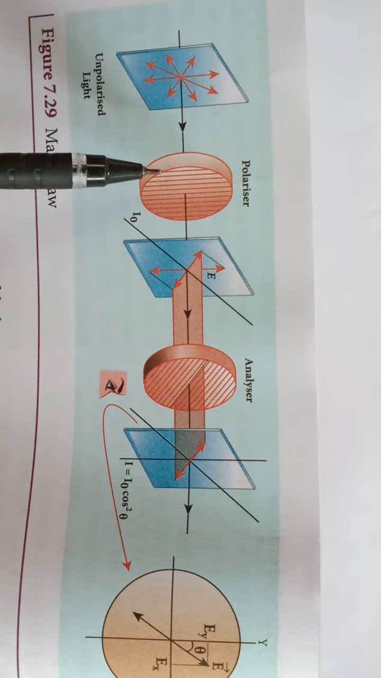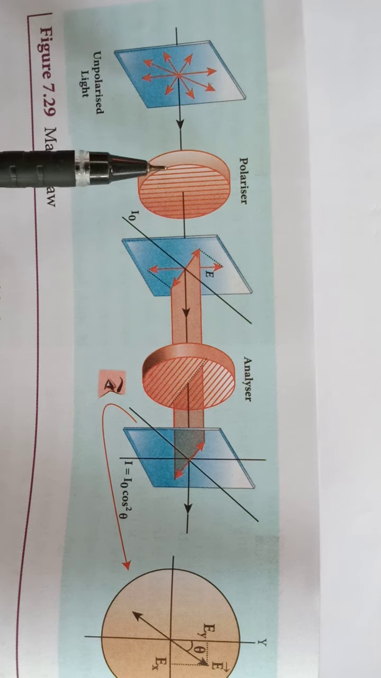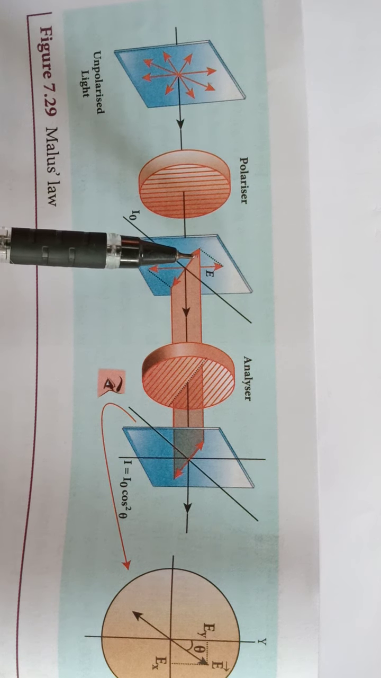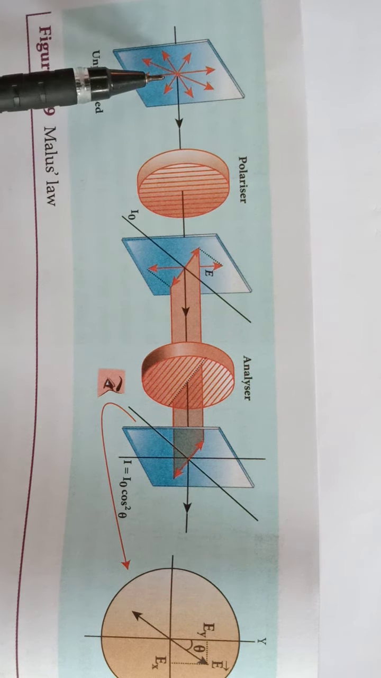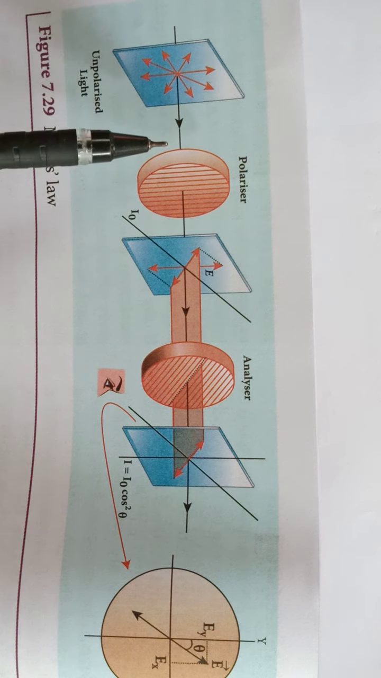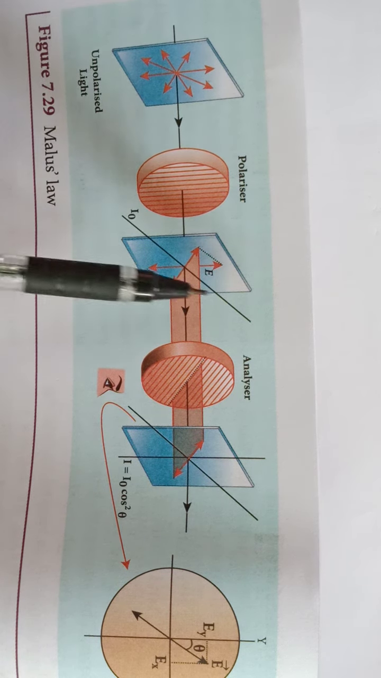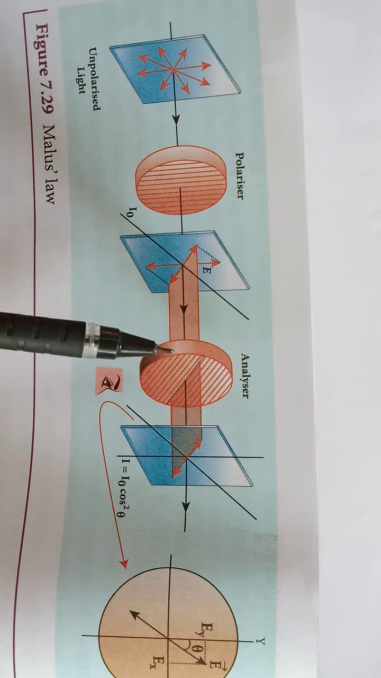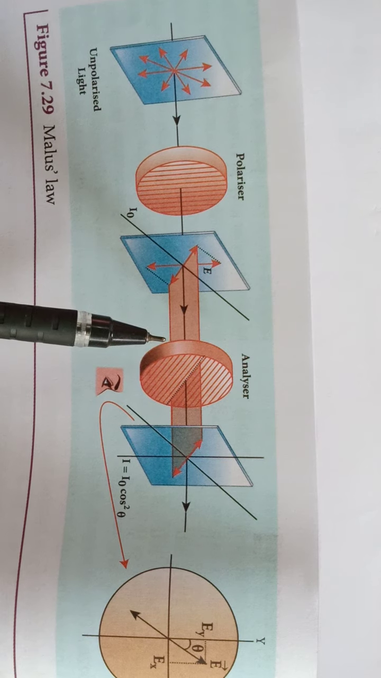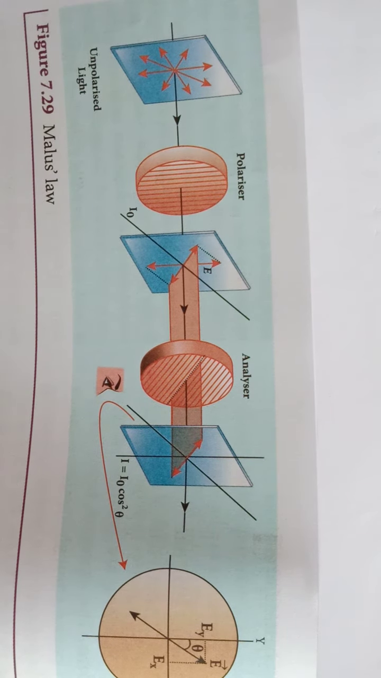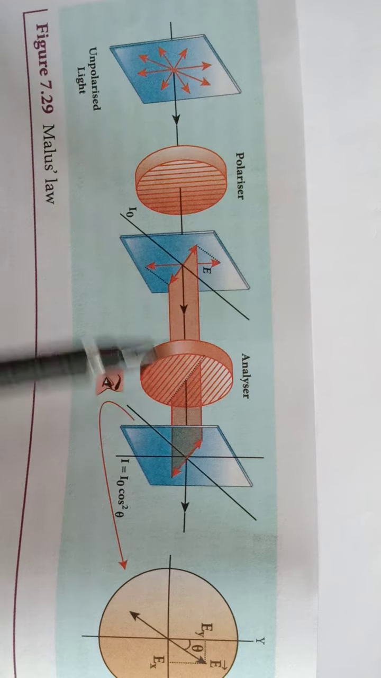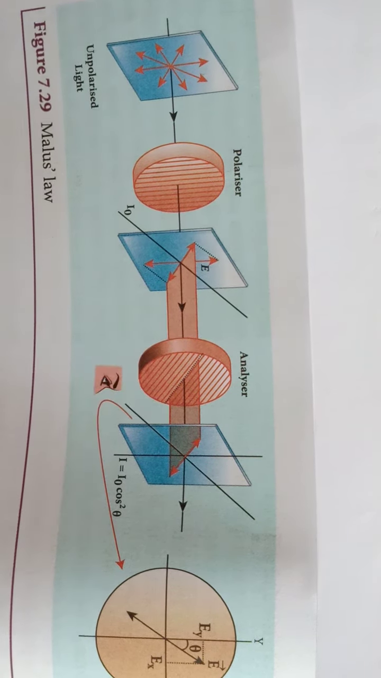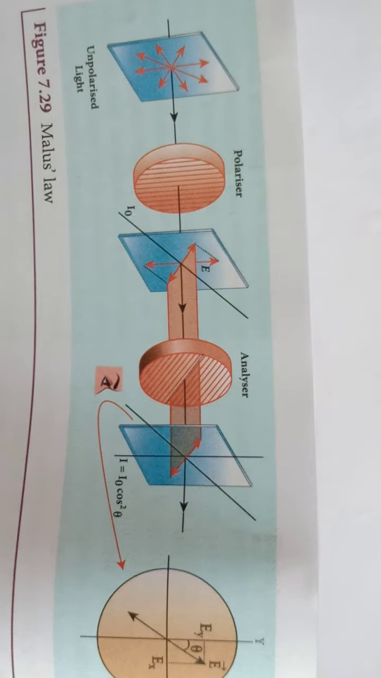Place a polarizer, which allows light to vibrate in only one direction, like this. So this light is called polarized light. Unpolarized light passes through the polarizer, which makes the light vibrate in only one direction. It's called polarized light. Now we rotate the analyzer by some angle, so the intensity will be reducing or increasing. So what is the angle that takes place here for changing its intensity?